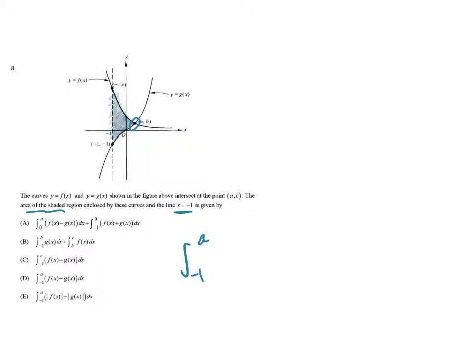And notice with our endpoints, a is gone, b is gone, and c is gone. And notice what's left, we need to have our top function minus our bottom function. Well, this top function is f of x, and the bottom function is g of x. So that's going to be answer choice D.